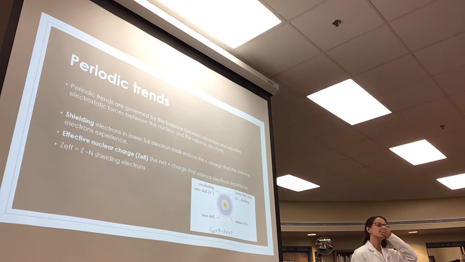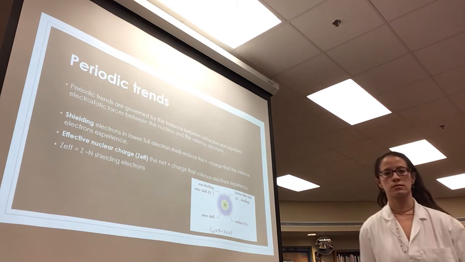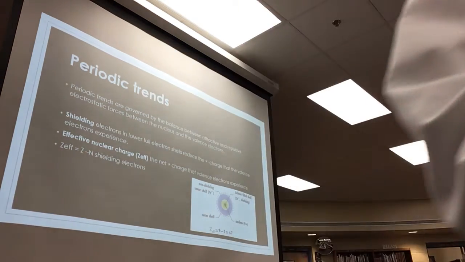So when you talk about the effective nuclear charge, you're only talking about the valence electrons, while shielding involves all the electrons in the inner shells. For example, sodium: the first two electrons in the first shell are going to be your shielding electrons because they block part of the nuclear charge from the valence electron. Very good. So, Kate, could you tell me about the effective nuclear charge?